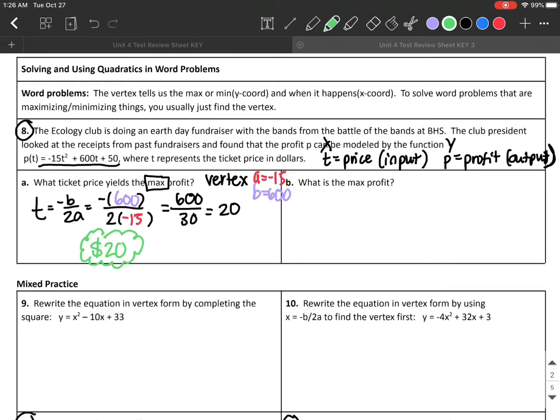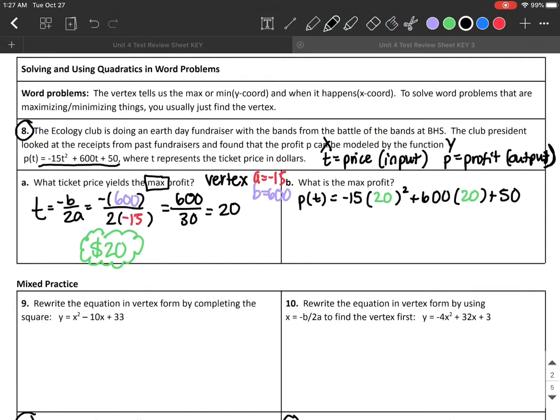Okay, and then what is the max profit? I'm going to use the ticket price that yields the max profit, plug that in, and see what I get for the max profit. So I have the profit, P of T equals negative 15 times, in this case, I'm just going to put parentheses wherever I see T, and I'm going to replace it with 20. So I have negative 15 times 20 squared plus 600 times 20 plus 50.